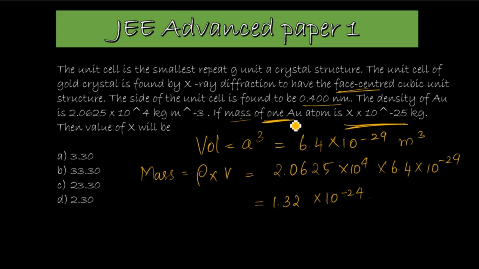Correct. So one gold atom they are asking, and for that we are going to divide it by 4 because of the face centered cubic unit structure. Total atoms accommodated, that is 4. So divided by 4, which will give you 3.3 into 10 to the power minus 25. 3.3. So option A becomes your right answer.